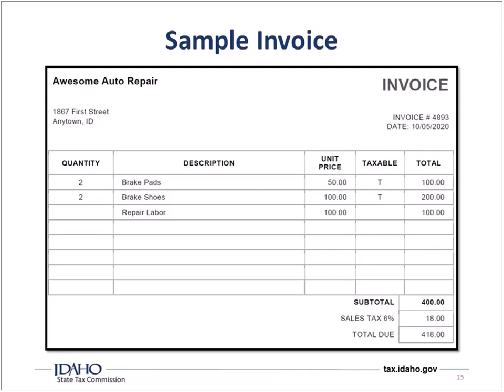And then brake shoes as well. There were 2 of those for $100 a piece for $200, and that is taxable. And then they charged a very reasonable $100 for labor. So the whole total was $400, but only $300 of that was taxable. So 300 times 6% is 18, so your total due is $418.